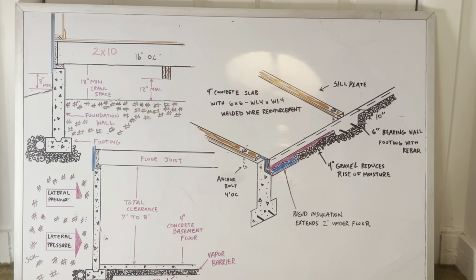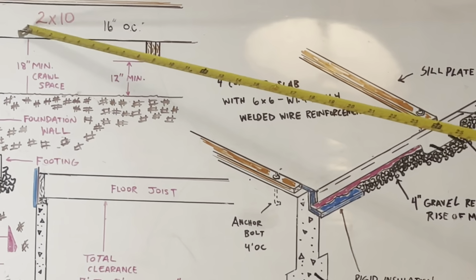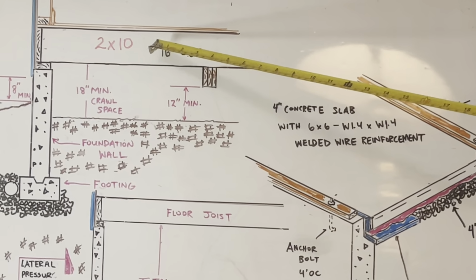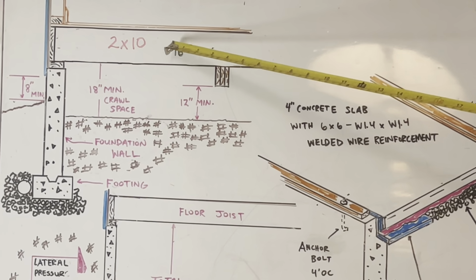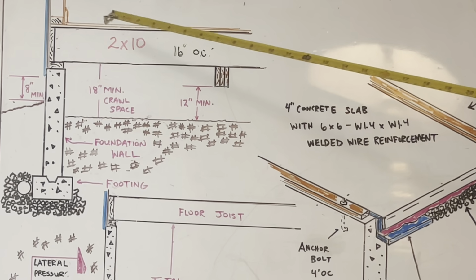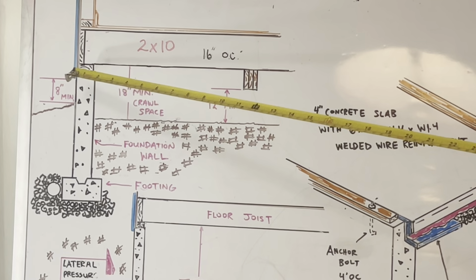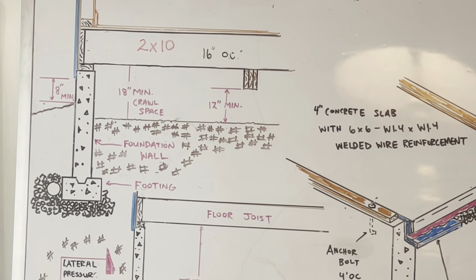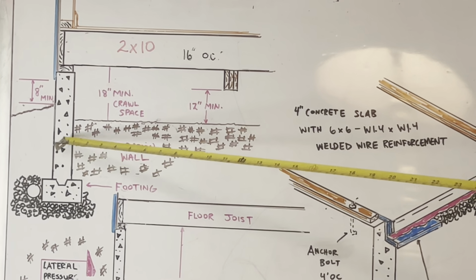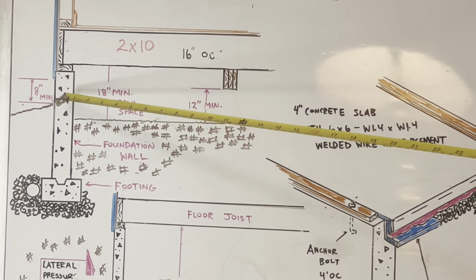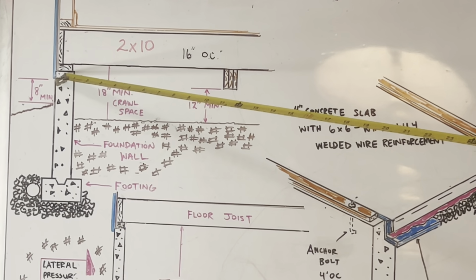Now, you see right here, we got our 2x10 joists, okay? They're spaced 16 inches on center. All right, you can see the end grain of our sill plate, okay? Now, this is our concrete wall, okay? This is a crawl space, like I said. So you got your concrete wall. This is the top of your concrete wall right here, okay?